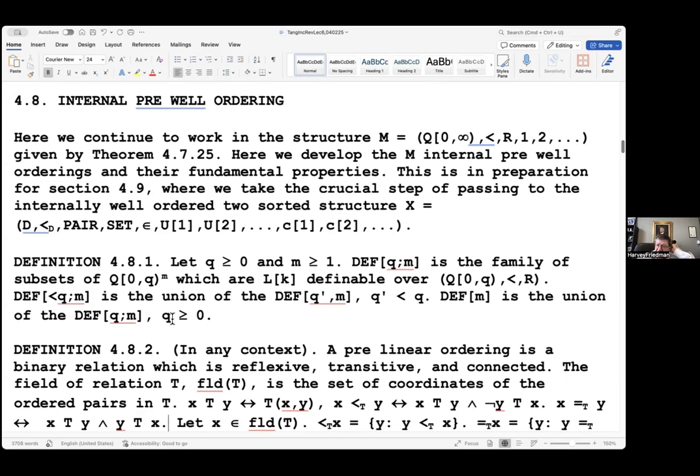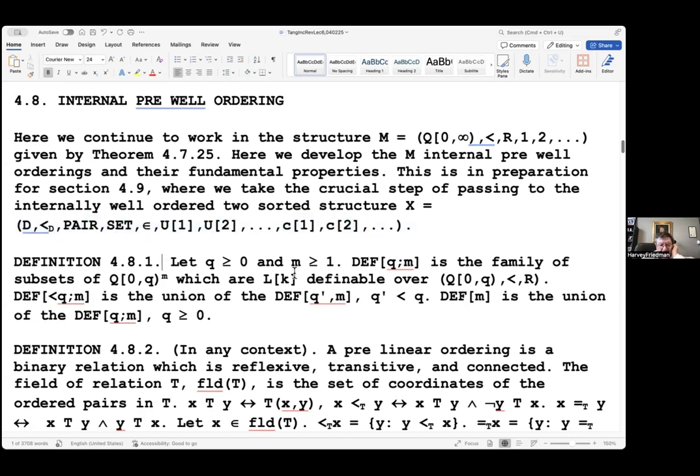whose domain is well ordered. All right. So we continue to work in the structure M, which is the non-negative rationals with the carrier relation Rn, these indiscernibles, and we develop the M internal pre-well orderings and their fundamental properties. This is in preparation for section 4.9, and at the end of 4.9, we get this, which is the start of last week's lecture. Yeah, this thing here. That's the end.